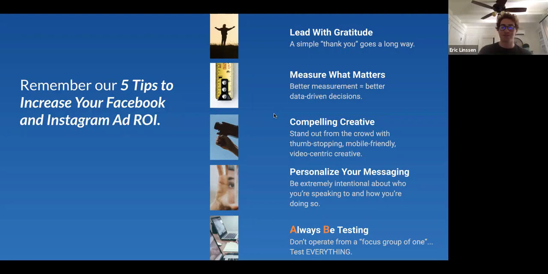Personalize your message. You can go as granular with this as in any other platform and further in Facebook. And then always be testing, which is don't operate from a focus group of one. Don't say, I think this creative will work. We talk about sometimes a creative eddy, which is water moving around in an eddy in a river, but you're not actually going anywhere, but you feel like you are because there's water moving around. You need to get out of that eddy and just let the customer decide what's correct. So put out as much creative as you can. You never know what'll be right until you show it to the potential donor and then let them decide.